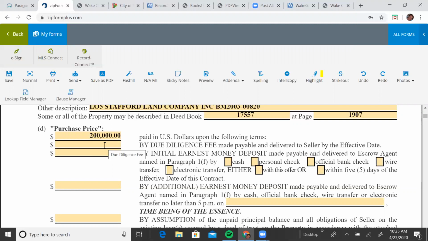1%. How about 1%? So I like 1% for something else, but not necessarily for the due diligence fee. 1,000. So it depends on the price of the house, the property, right? Well, I was thinking 2%, 2 weeks. 2%, 2 weeks.